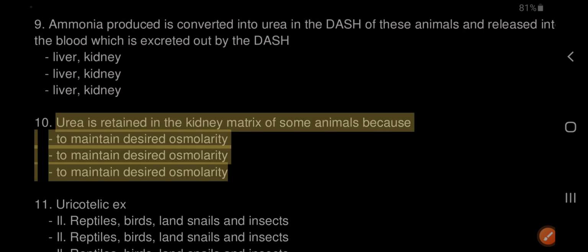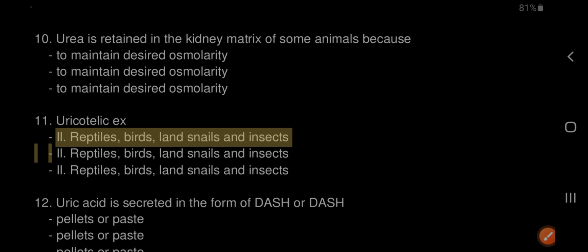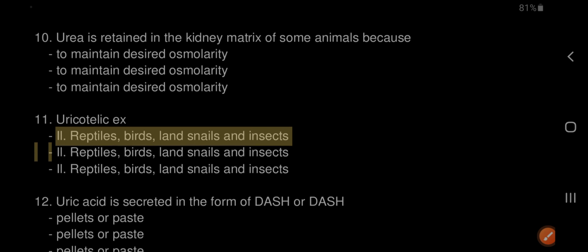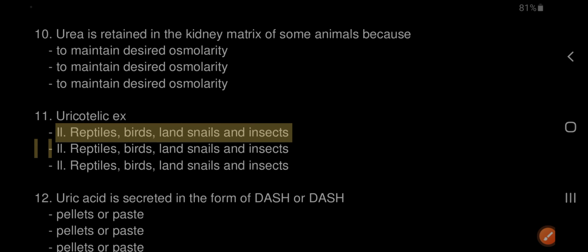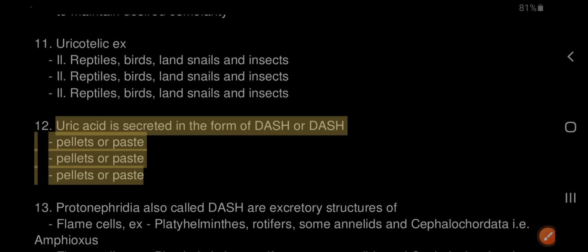11. Uricotelic animals: reptiles, birds, land snails and insects. 12. Uric acid is secreted in the form of pellets or paste.